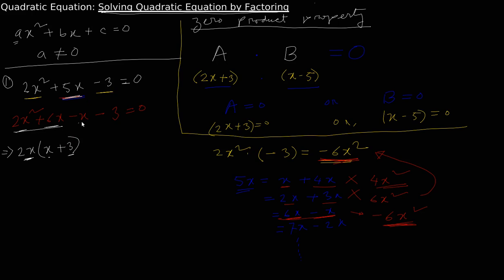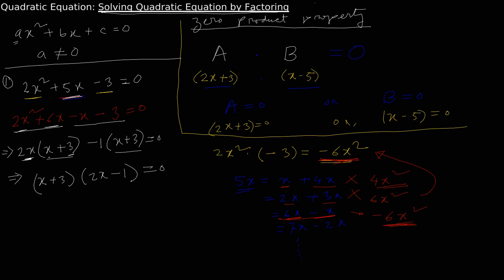So I am fine. Now let's take these two terms, negative x, negative 3. If I take negative 1 common, I get x plus 3 equal to 0. Now as you can see, x plus 3 is a common term. So let me write it down, common term, and I'm left with 2x minus 1 equal to 0.